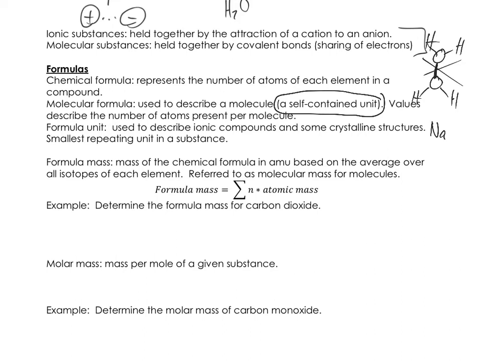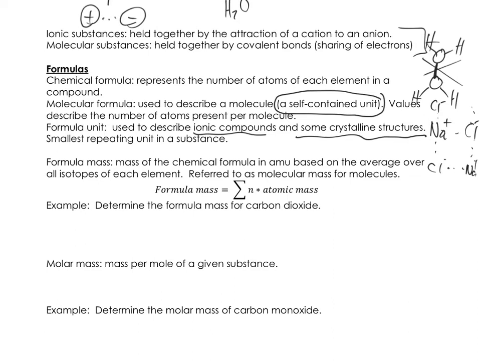Whereas with sodium ion and chloride ion, they're kind of all interlaced with one another, and they're all kind of attracted to one another. And what we do is we break it down to what's called the formula unit, which is the smallest repeating unit in a substance. We use this for ionic compounds and some crystalline structures. For example, we could do it with diamond, or you could do it with some of these other repeating crystal structures.